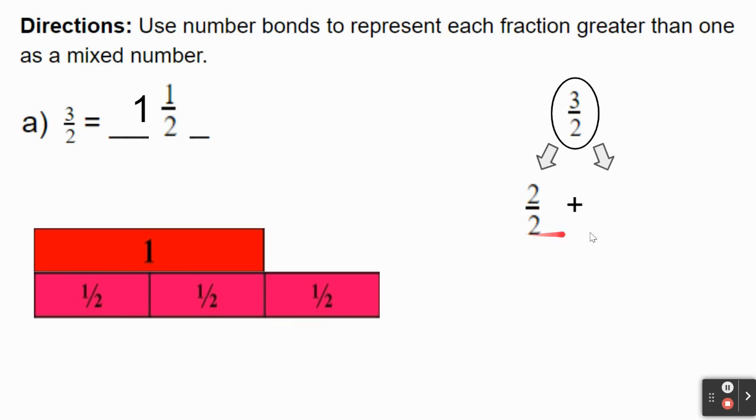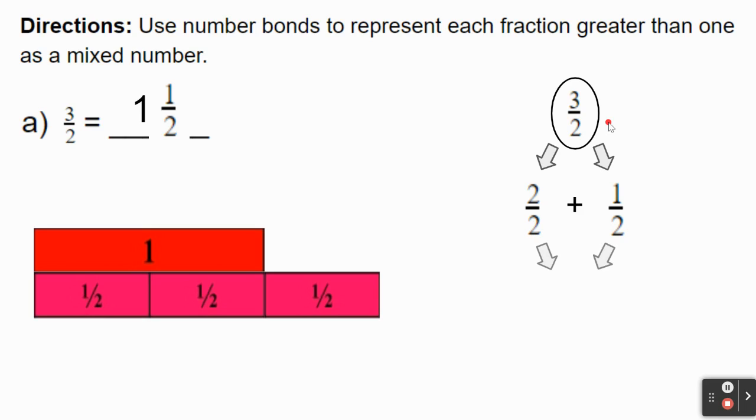We need to add 1 more half to get to 3 halves. We can see that represented here with the 1/2 extra bar left over. If we add it across, we know that 2/2 plus 1/2 equals 3/2, which is what we started with. So that's another way we can check.